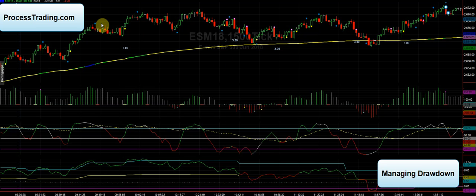Okay, today we're going to go over a critical component of everybody's trading, which is the drawdown. And we're going to show how under the trade management system at process trading at the right edge trading system, how that drawdown is managed. So we're just going to look at the trades for today, April 12th.